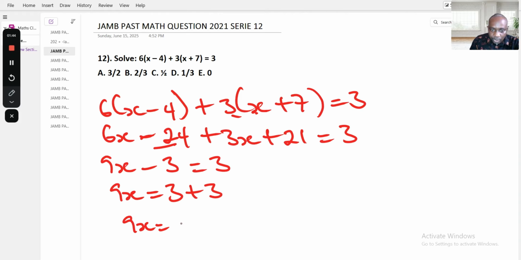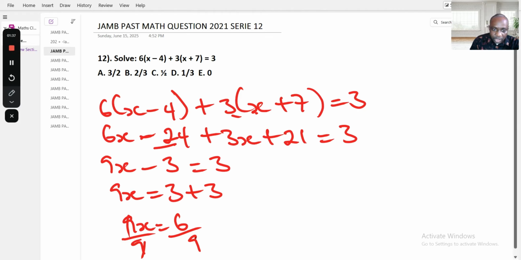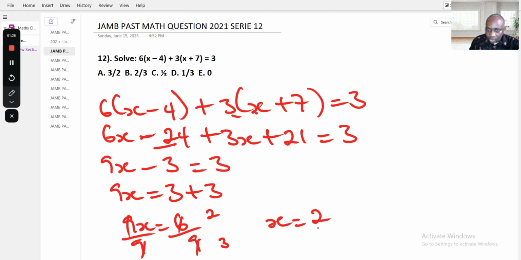9s. 3 plus 3 is going to give us 6. Divide both sides by the coefficient of s, which is 9. Here 1, here 1. How many 3s can we see in 6? That's 2. How many 3s can we see in 9? That is 3. Our final answer is 2 over 3. Do we have it? Yes.